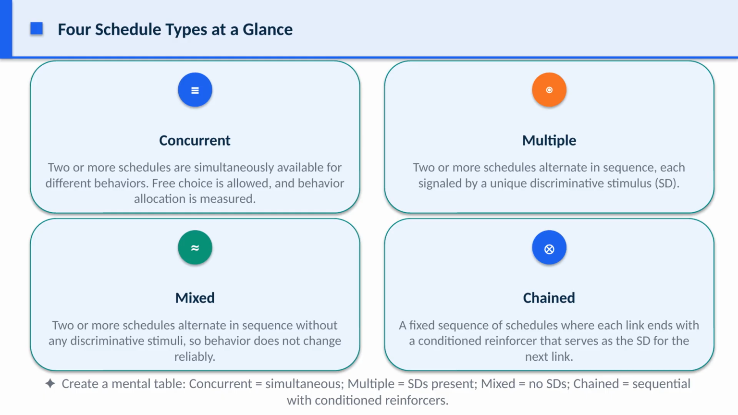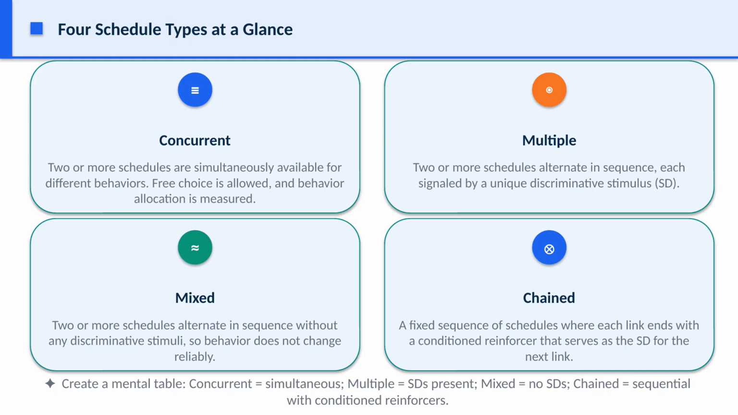Multiple schedules alternate schedules in sequence, each signaled by a unique discriminative stimulus, so the learner can anticipate which schedule is in effect. In contrast, mixed schedules also alternate schedules but without any discriminative stimuli, meaning the learner cannot reliably predict the upcoming schedule, leading to less differentiated behavior.